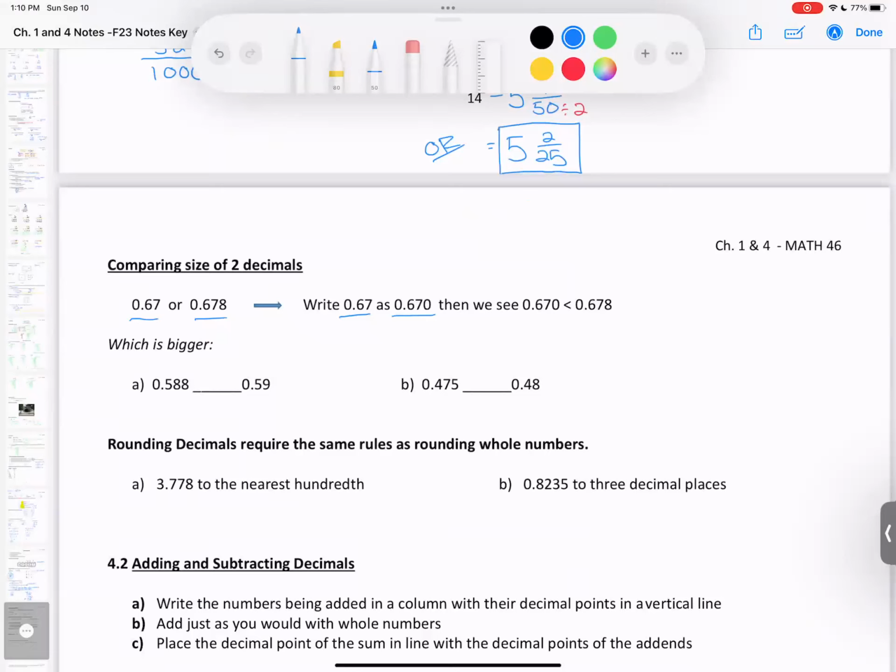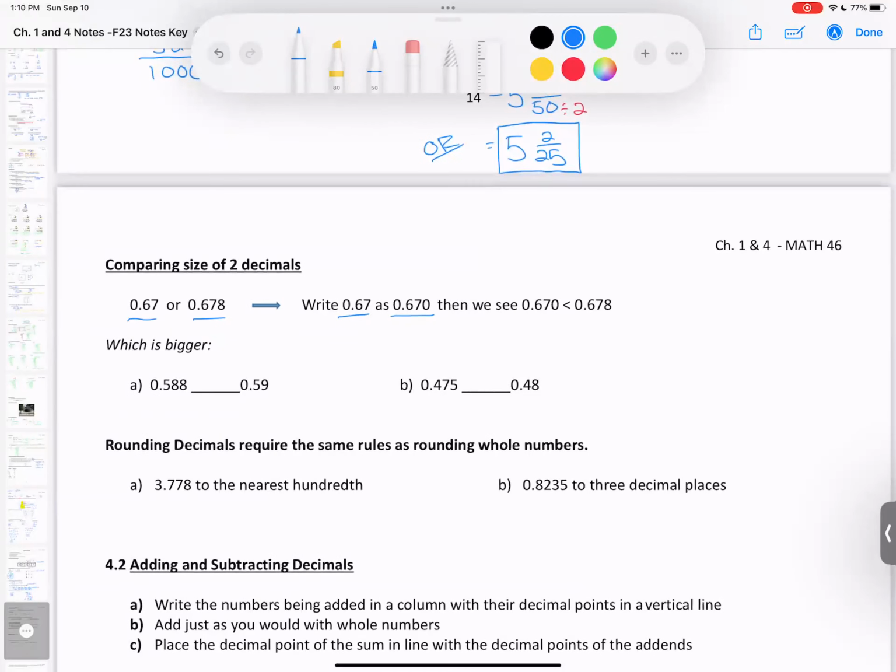So if you do that, if you add another 0 on the end, now both of them are out to the thousandths position. We have 0.670 or 670 thousandths, and we have 678 thousandths. So now it's easier to see that this is our smaller number, and so we should have a less than in here. Let's take a look at the next one.